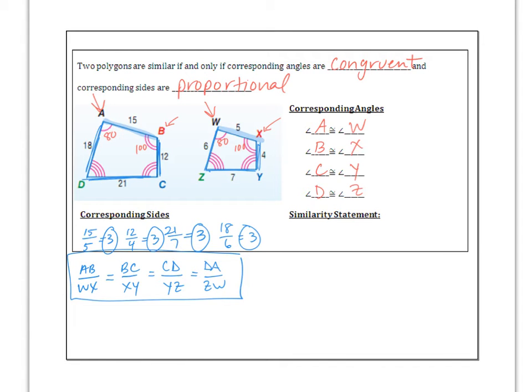Now finally, we do know that these shapes are similar because all their corresponding angles were congruent, and all of their corresponding sides were proportional. So our similarity statement can be something like ABCD is similar to WXYZ. And notice how I use that little squiggle in there for "is similar to."